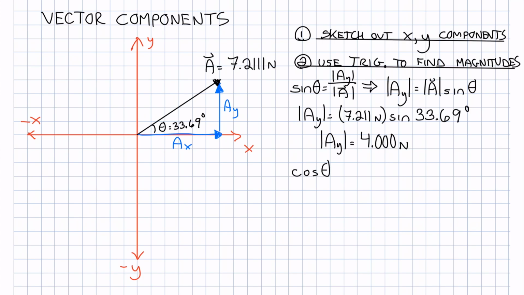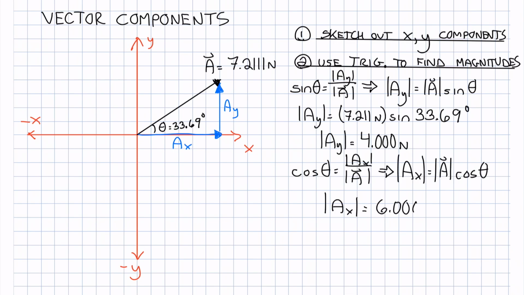Similarly, I can do the same thing using cosine theta to find the x component. And if you'd like, you could use tan theta to confirm your answers from doing it previously with sine and cos. Provides a nice check. But either way, we end up with the value for AX, the magnitude of it I should say, as 6.000 newtons. So there are our answers for AY and AX magnitudes.